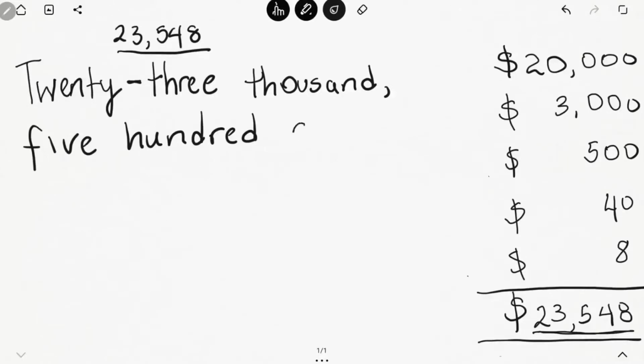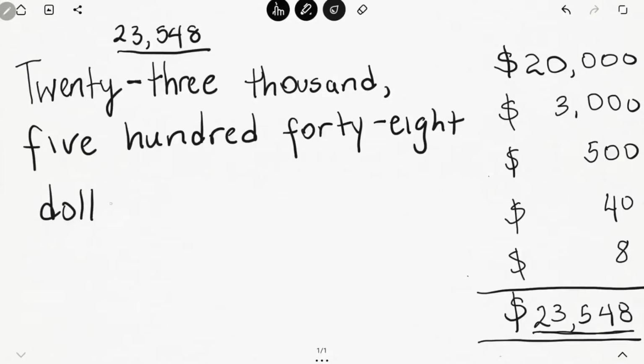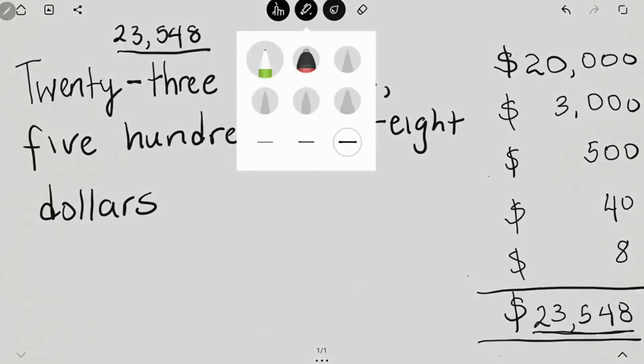500. So some people write "and 48" here, some people don't. It is up to you what you want to do, but 548 is greater than 20. All right, so we write 40-8. Okay, 23,548. And I am trying to get a different color, but that's fine.